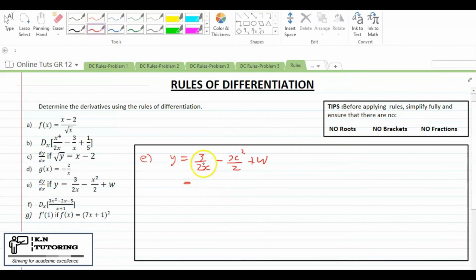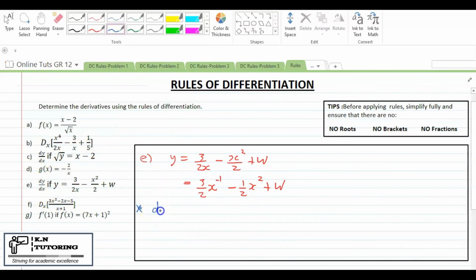So I separate the numbers from the variables. So this is going to be 3 over 2. Then my x was at the bottom, so I'm going to take it up because I don't want fractions. So this will be minus 1, minus 1 over 2 x squared plus w. Now I apply my rules of differentiation. So I go back to the question and it says I must use this notation.